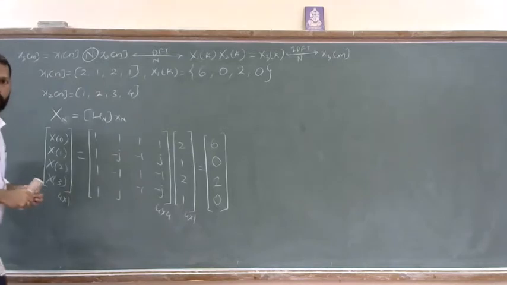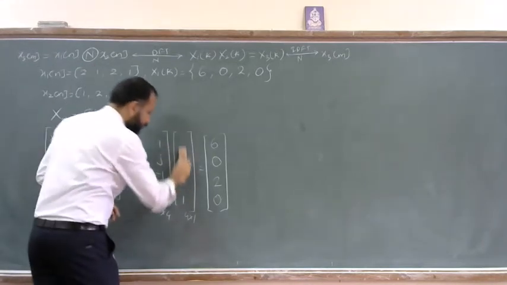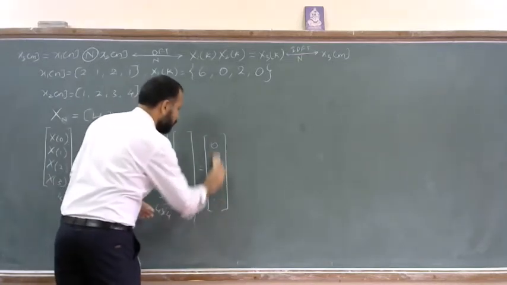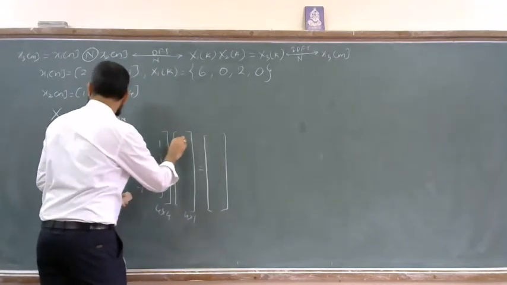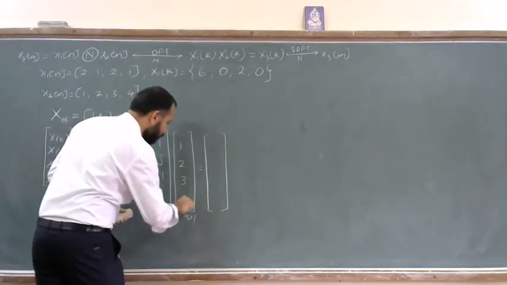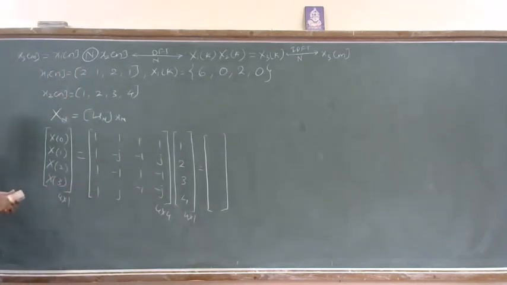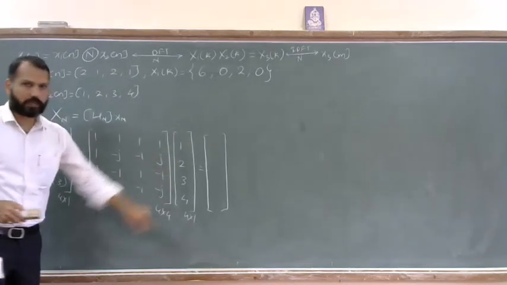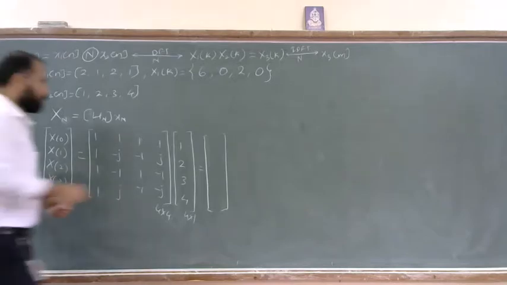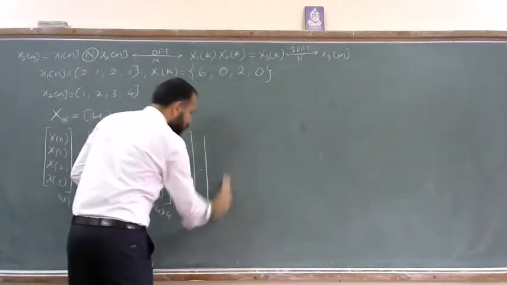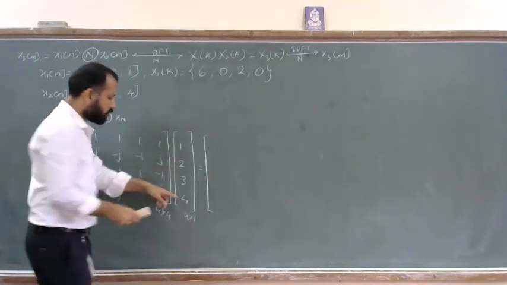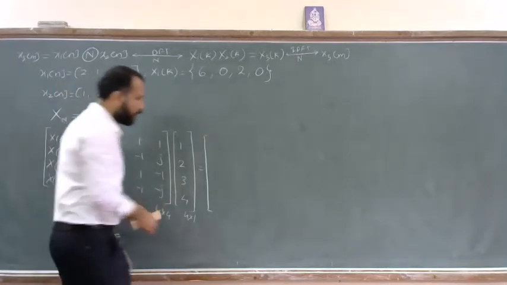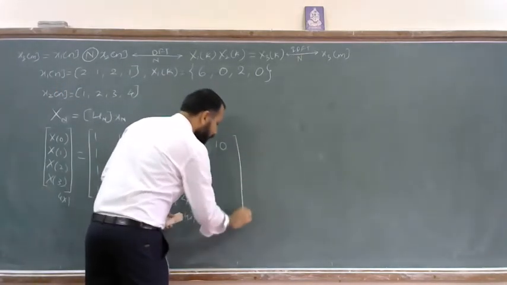Okay. Now, for the second sequence, you already have solved this in the first problem. So for the sequence 1, 2, 3, and 4, you multiply again this 4 cross 4 twiddle factor matrix with this sequence. Okay. So the first point will be the addition of all those samples in a discrete time sequence. So it will be 1 plus 2, 3, 3 plus 3, 6, 6 plus 4, 10. The first DFT point will be 10.